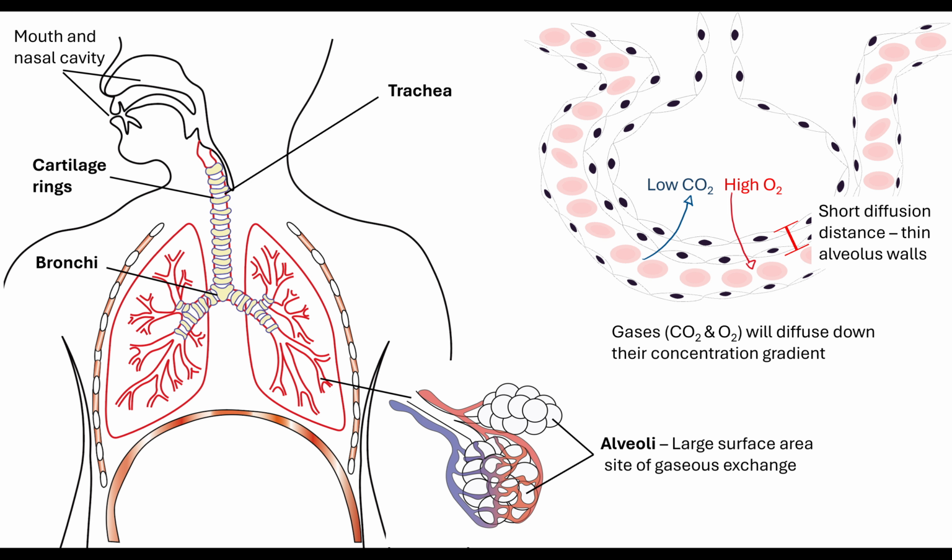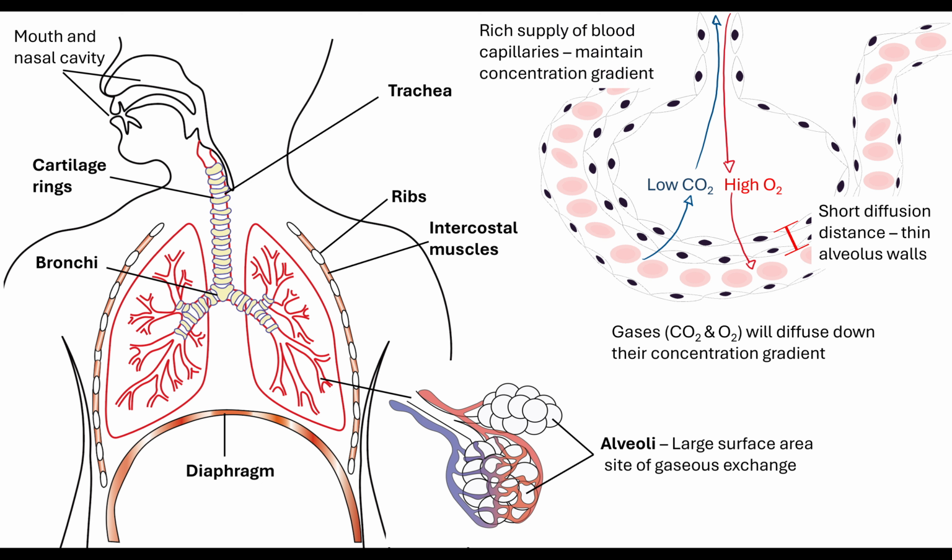But how do we guarantee that? Well, we guarantee that by using our ribs, our intercostal muscles, and our diaphragm. What we do is we ventilate our lungs to ensure that there is a concentration gradient being maintained. But how do we do that? Well, we do this as well by ensuring that we have this rich supply of blood. So our blood capillaries are all over, encompassing our alveoli, and the blood is being pumped by the heart, and that therefore is going to maintain a concentration gradient.